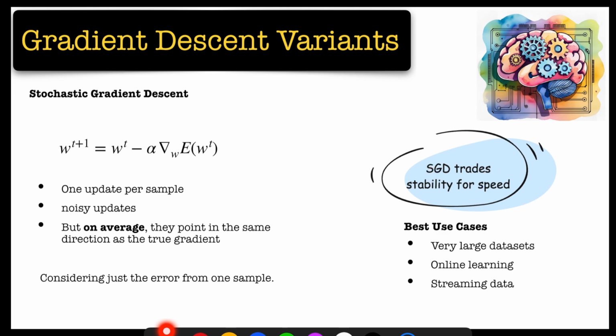So SGD, or stochastic gradient descent, trades stability for speed. As we saw, the movements are not very stable, right? But it's very fast because we are just considering one data sample at a time, so the gradient computation will be very fast. Best use cases are very large data sets, online learning or streaming data, when you don't have the full data set in hand for computation. We're just getting one data sample at a time. Then stochastic gradient descent is the ultimate choice.